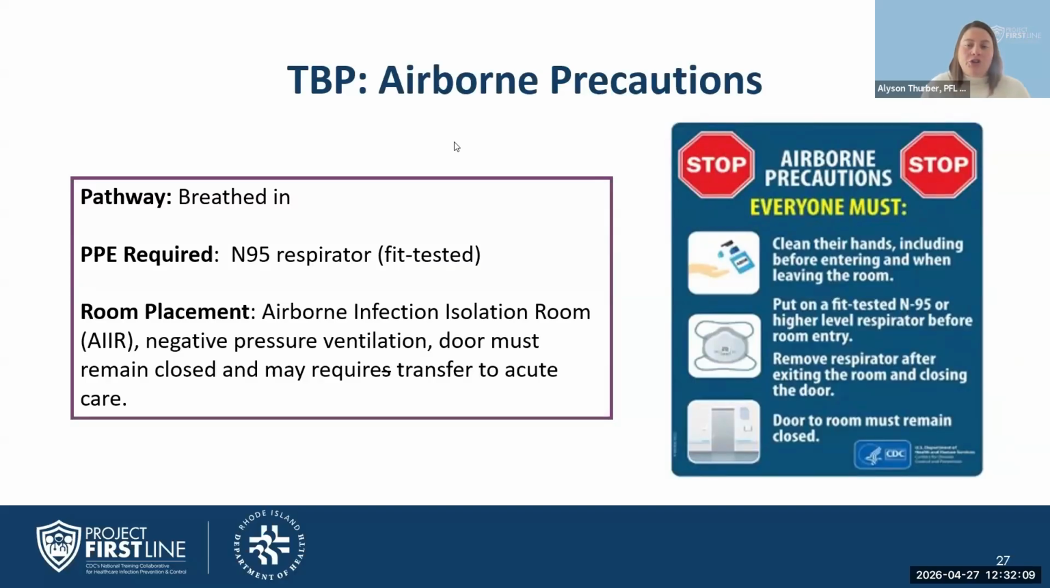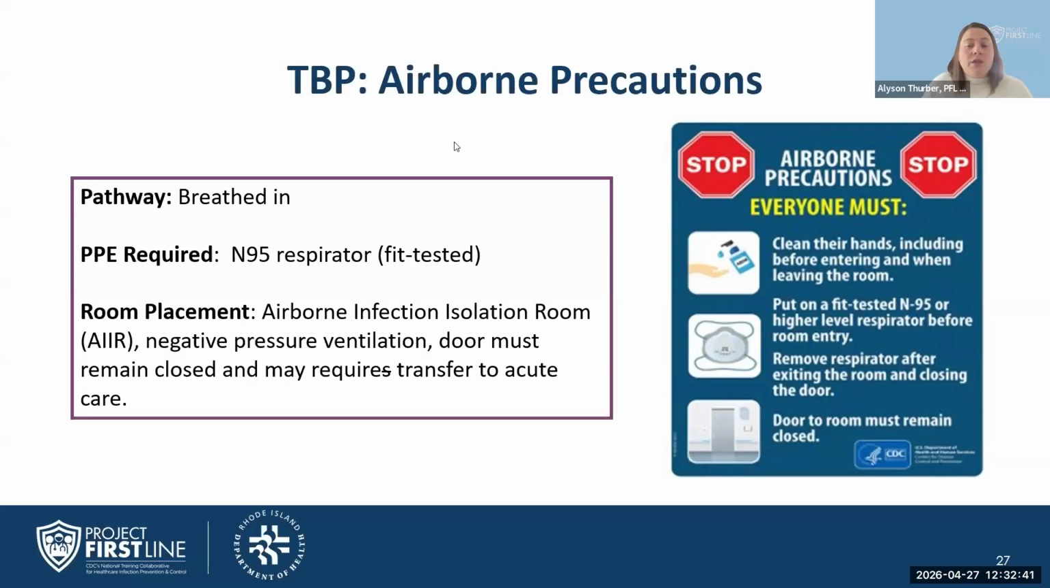And then we have airborne precautions. So airborne precautions are for germs that can be breathed in, like tuberculosis, measles, shingles, or chickenpox. In long-term care settings, residents who require airborne precautions often need to be transferred to acute care facilities with appropriate isolation rooms. These are also known as airborne infection isolation rooms, AIIR. And these have negative pressure ventilation. Staff who take care of the patient must wear fit-tested N95 respirators when entering the rooms.